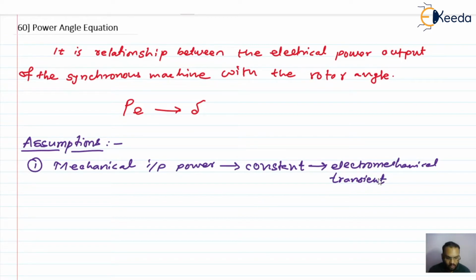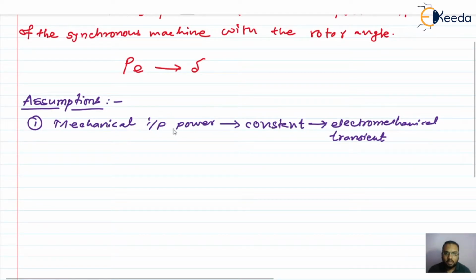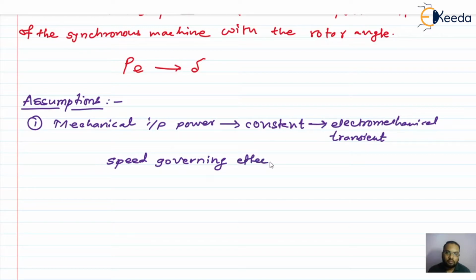Okay, see what is the understanding here. As we are considering the mechanical power input to be constant during electromechanical transient, definitely this transient will last for only some order of the seconds. Okay, so here ultimately what we are neglecting is the effect of speed governing loop. We are going to ignore it here.